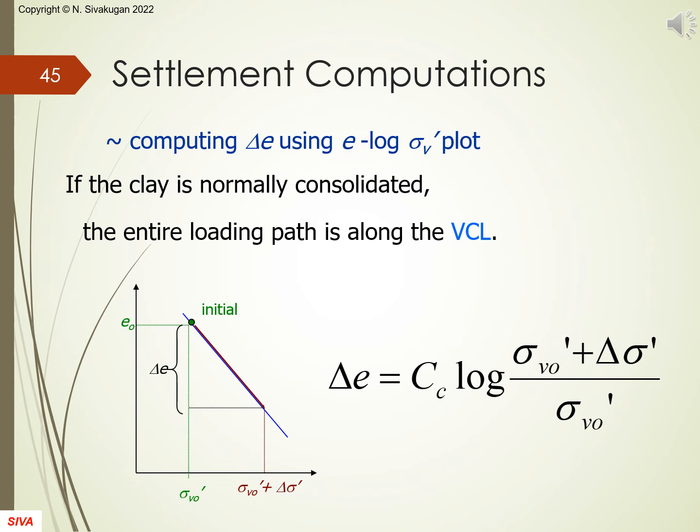Let's look at 3 different scenarios for computing delta e. In the first, the clay is normally consolidated and hence moves along the VCL during consolidation. The effective stress increases by delta sigma dash and hence the delta e can be computed as Cc times the change in log of the effective stresses.